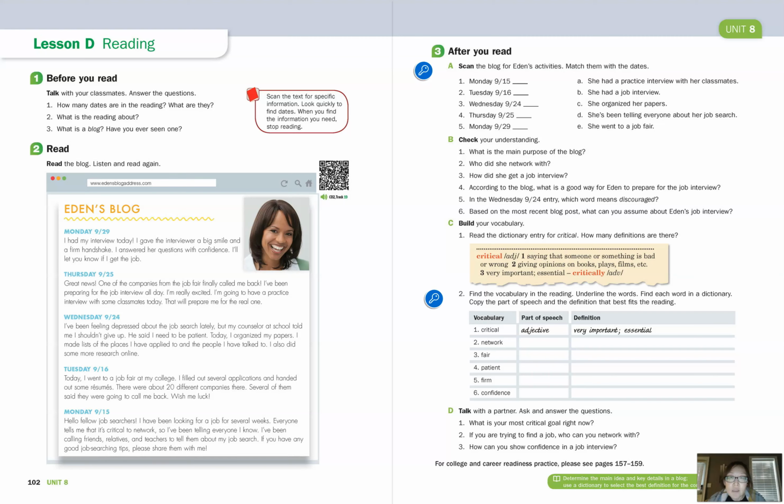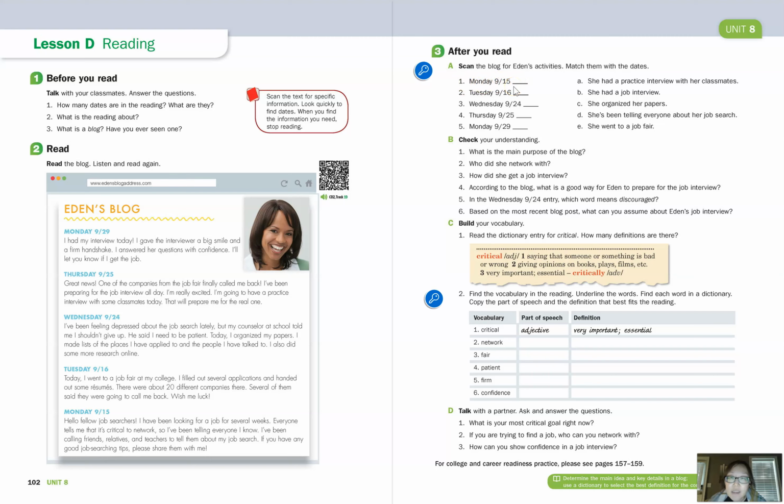Okay, so exercise 3 after you read on page 103. Okay, so letter A, scan the blog for Eden's activities. Match them with the dates. Okay, so what I want you to do is make a question for each date.